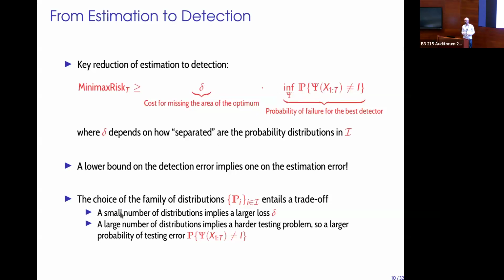On the other hand, if I choose just a small number of distributions, this means that the cases are very far apart from one another. And I will show you that in this case, this term will increase. On the other hand, the probability of failure will go down because now there are just few possibilities and they are very far apart from one another. So this is an easy job for the detector.